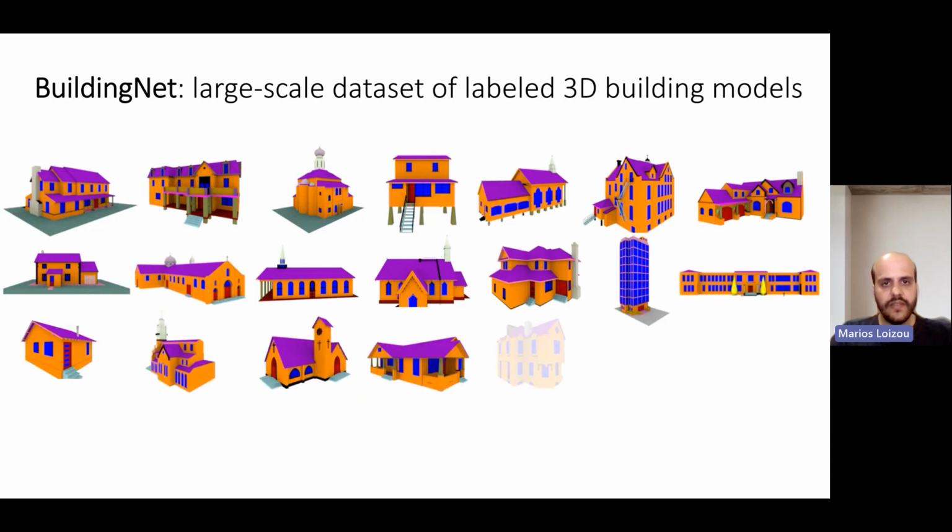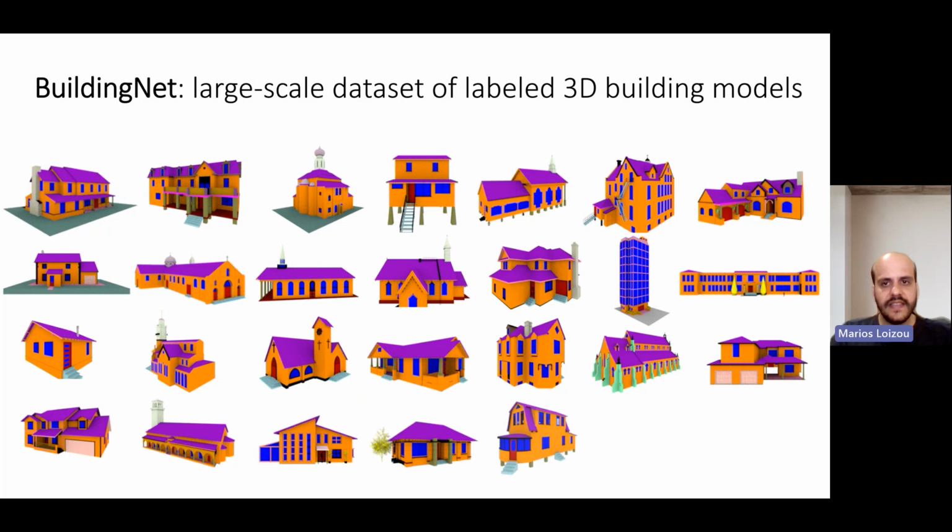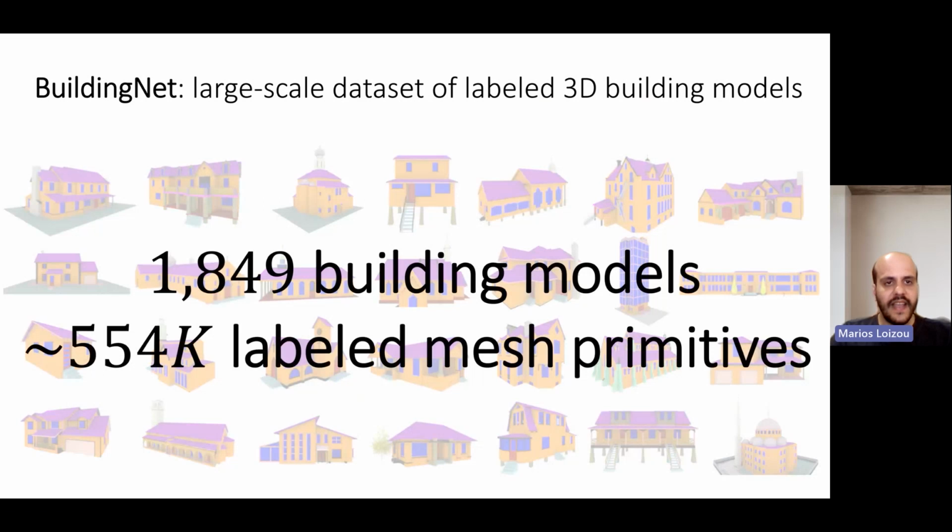BuildingNet is a large dataset of 3D building models with consistently labeled exterior parts. Specifically, it offers 1,849 building models in the form of polygon meshes, which contain 554,000 labeled mesh components corresponding to geometric primitives used by modelers while designing the meshes. Additionally, each model is accompanied by its corresponding point cloud based on the 3D mesh of the building, offering a rich representation of the building structure.